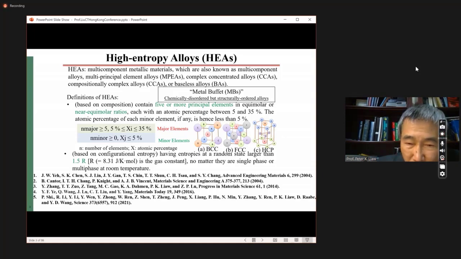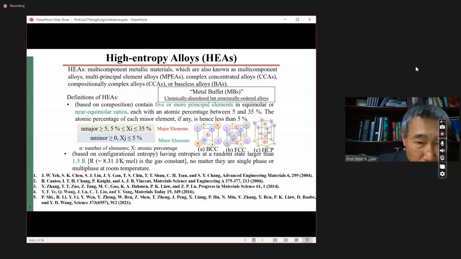If those materials are of the body-centered cubic, face-centered cubic, and also hexagonal close-packed type structures, or a combination of some of them. The second definition is based on the configurational entropy. That is, the entropy should be greater than 1.5 R, where R is the gas constant, no matter whether they are single-phase or multi-phase type materials.